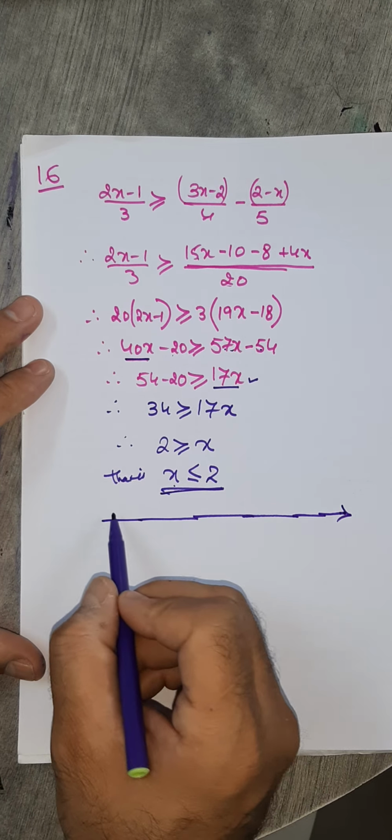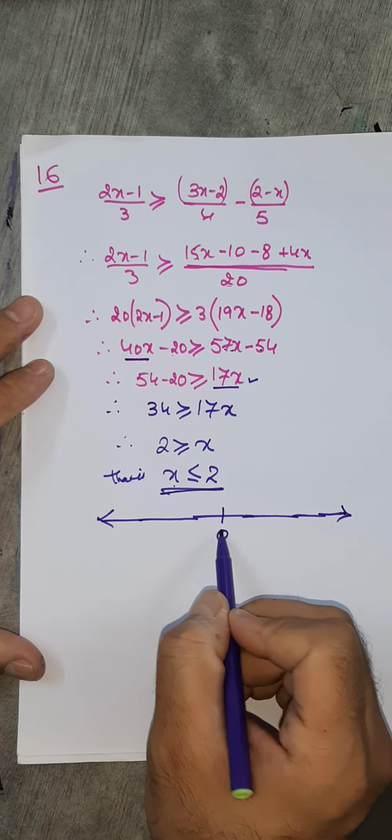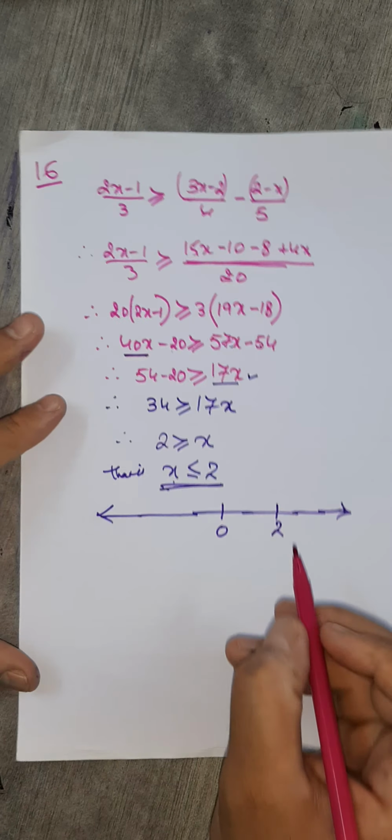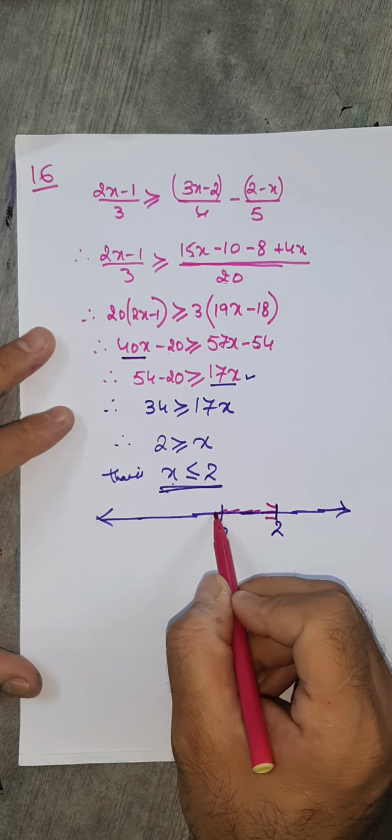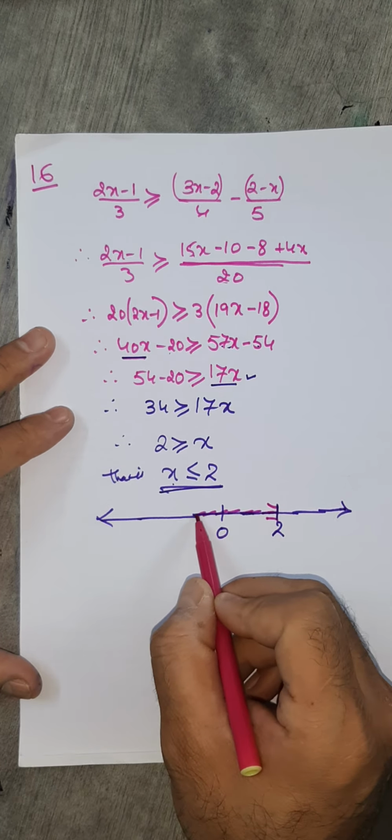This way you need to show the graphical representation. This is 0, somewhere you have 2. Now here 2 is included. So starting from 2, every number you need to find. These are the numbers, and this goes to minus infinity. All numbers from minus infinity to 2, less than or equal to 2.